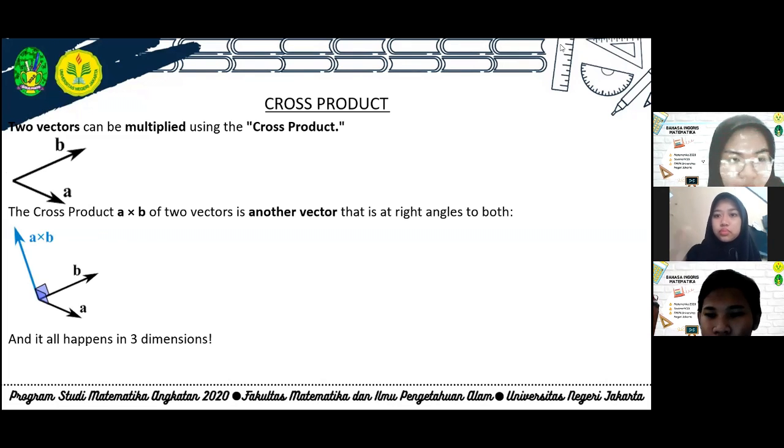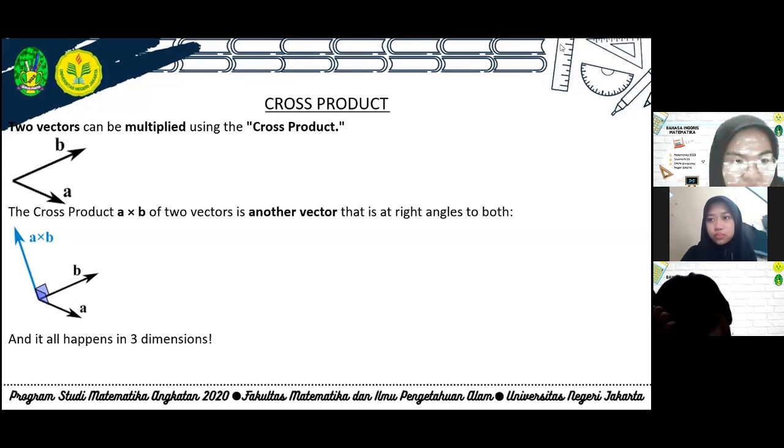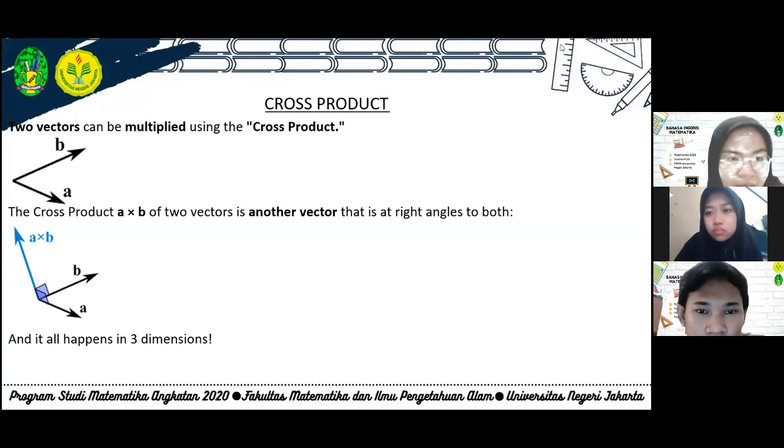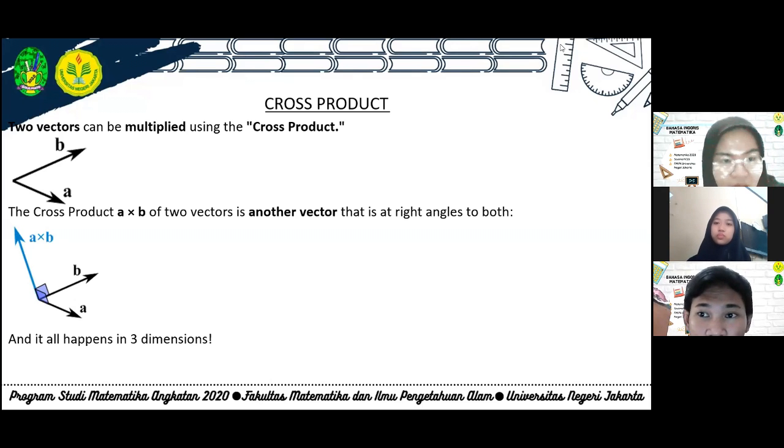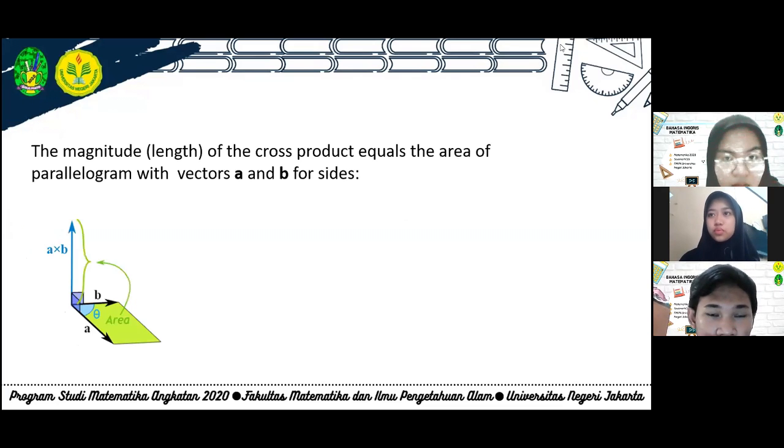Cross product. Two vectors can be multiplied using the cross product. Here is the picture. The cross product, A multiplied by B of two vectors, is another vector that is at right angles to both. Here is the picture, and it all happens in three dimensions. The magnitude, or length, of the cross product equals the area of the parallelogram with vectors A and B for sides. Here is the picture.